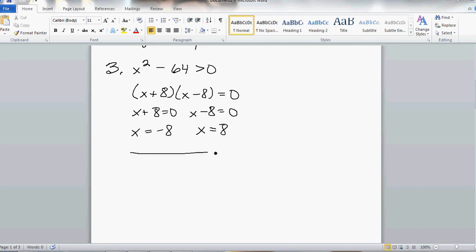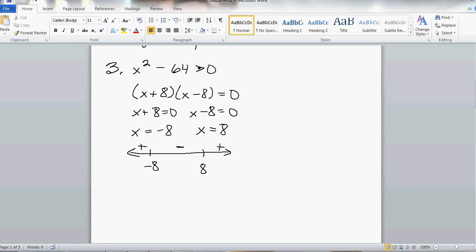And so I'm going to, on a number line, put those values, negative 8 and 8. So I need to pick a value out here, say negative 10. Negative 10 squared would be 100. 100 minus 64 is positive. Pick a value here. 0 is a nice one. 0 minus 64, that's negative. And pick a value out here, positive 10. That would be 100 minus 64, or positive.